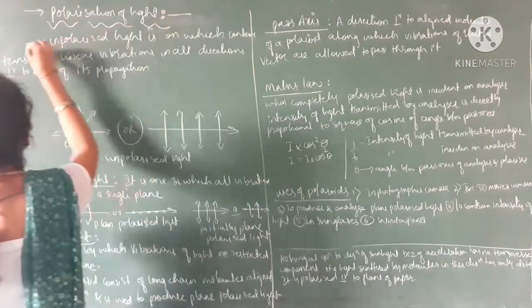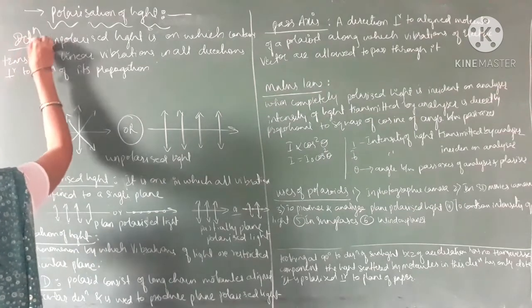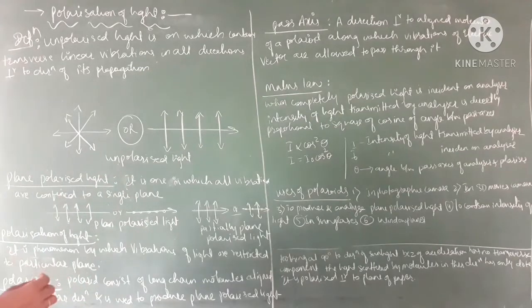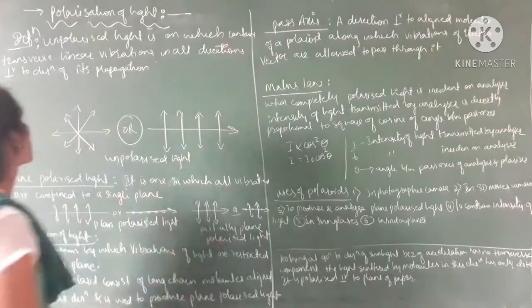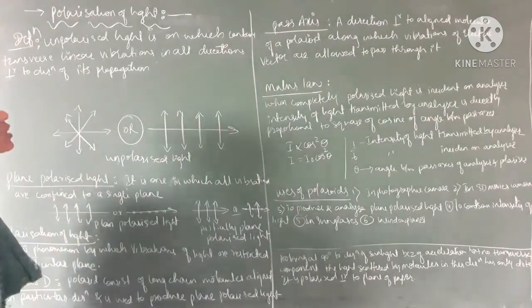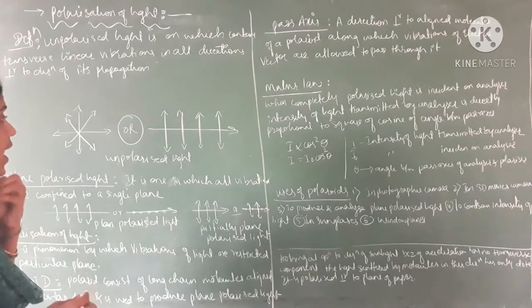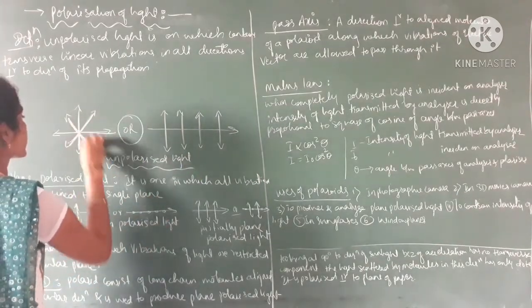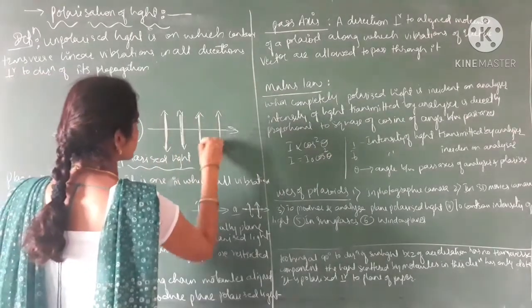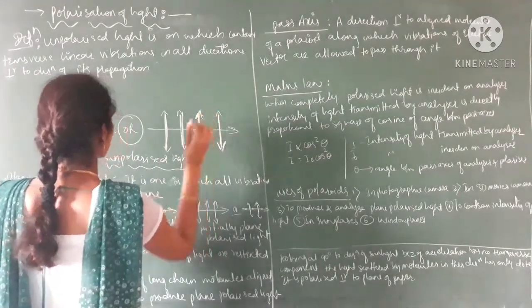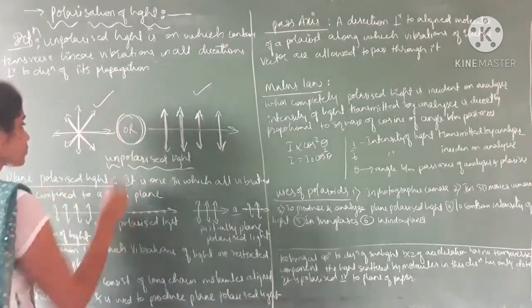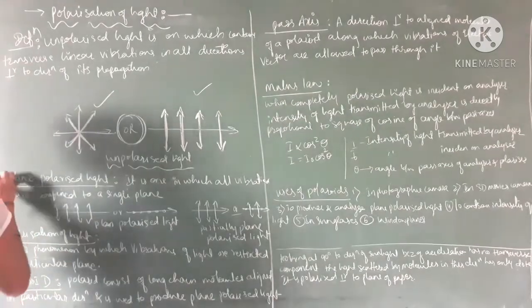The basic definition: unpolarized light is one which contains transverse linear vibrations in all directions perpendicular to the direction of propagation of light. Diagrammatically it is shown like this. You can represent it like this or like this. This is the diagram used to represent unpolarized light. Next we shall move on.